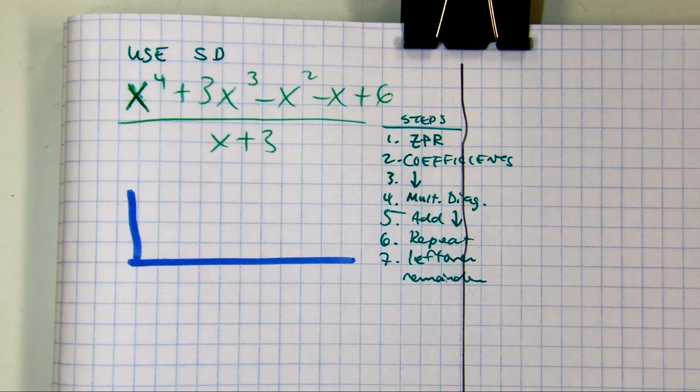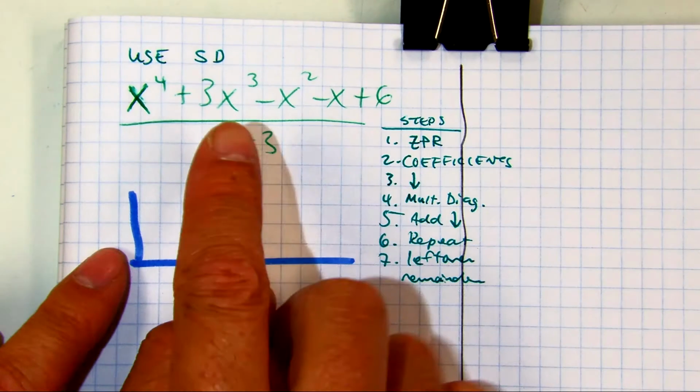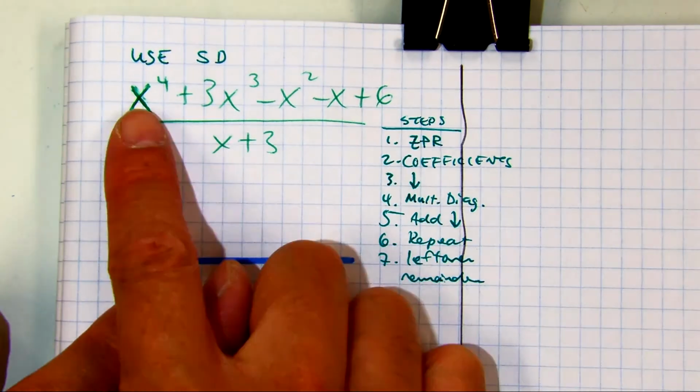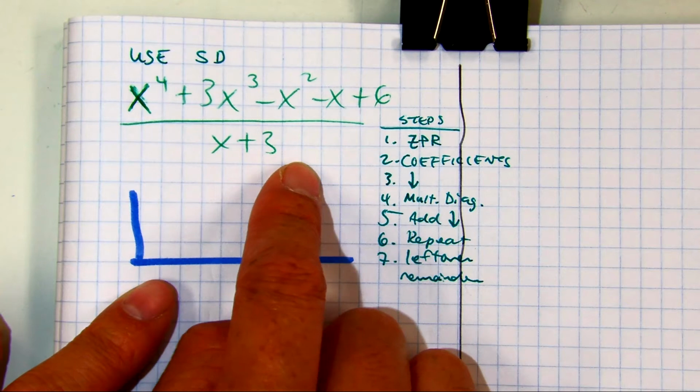Alright, so we have x to the fourth plus 3x to the third minus x squared minus x plus 6. And you guys just did this problem using long division. We're going to use now synthetic division.